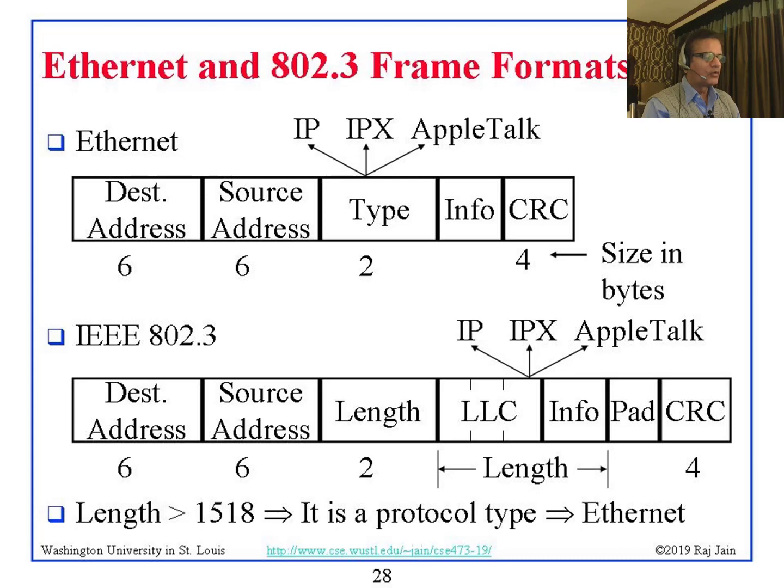So LLC is like layer 2.5, between the MAC and the IP. So the length cannot be more than 1518. The last line in this slide says that a length greater than 1518 means it is a protocol type field, which means it is Ethernet. All right. Now there is so much complication. If everybody understood everything, then please don't ask, but otherwise please ask what is not clear. Does it make sense?